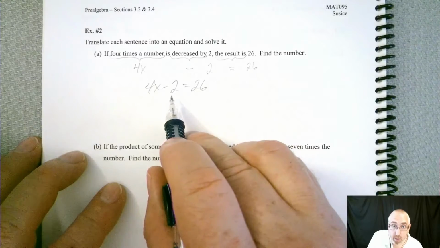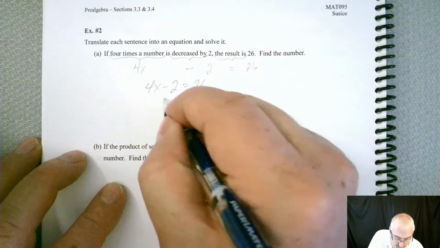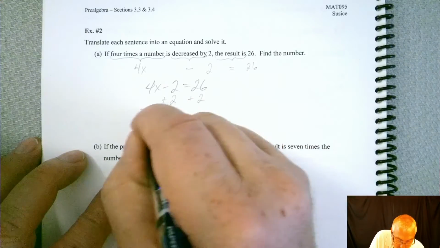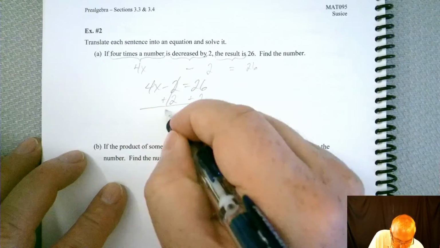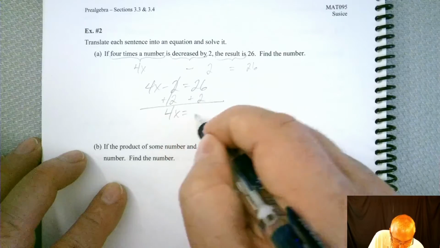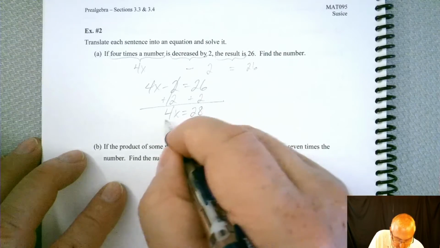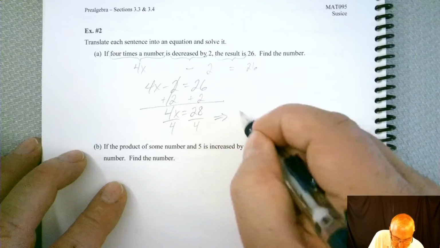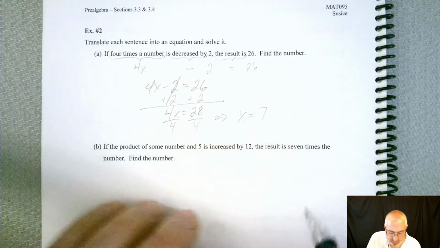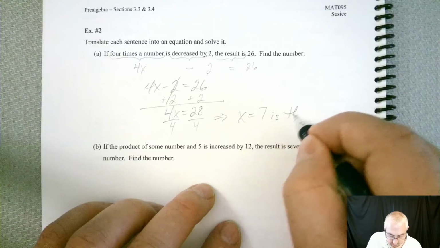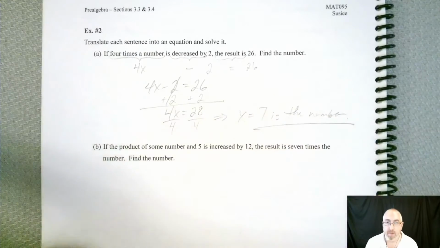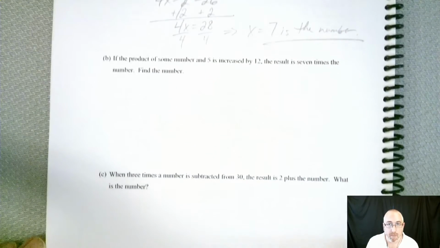But now for this one, we're trying to get x by itself, so we know we should get rid of the 2 first because it's subtracted off. So we're going to do the opposite and add it. And then we add 2 to the other side, that gives us 28. Now we can get rid of the 4 by dividing by it. So x equals 7. So 7 is the number. All right, let's try a few more.